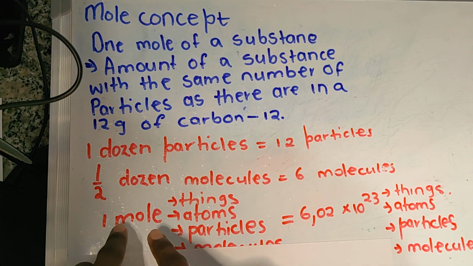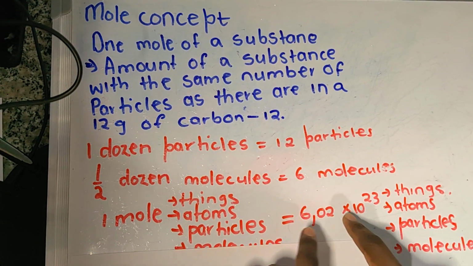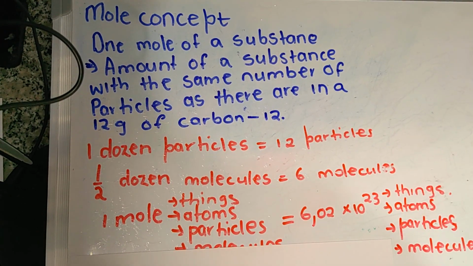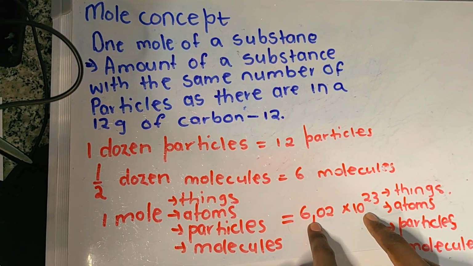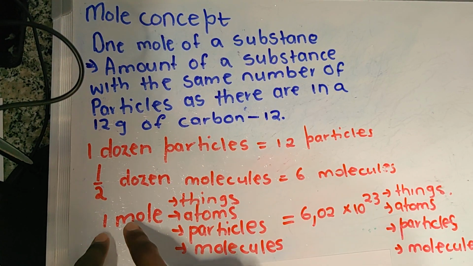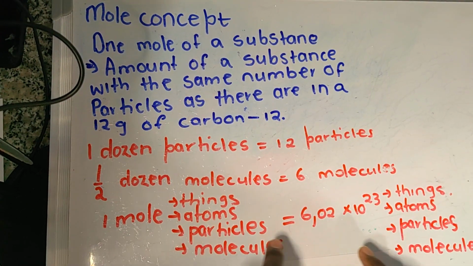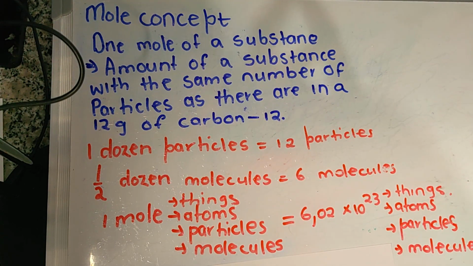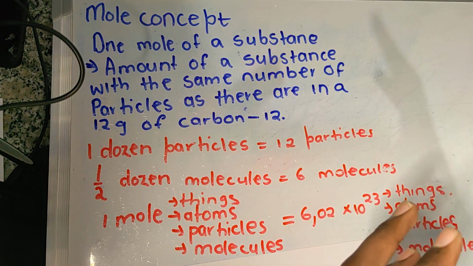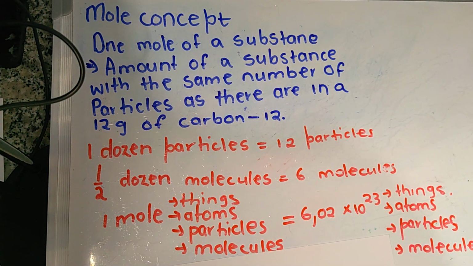So in the same way, a mole of atoms will equal this number of atoms. Again, a mole of particles will equal this number of particles. Lastly, a mole of molecules will equal this number of molecules. So that is simply a visual representation of the amount of things which we say are equivalent to a mole.